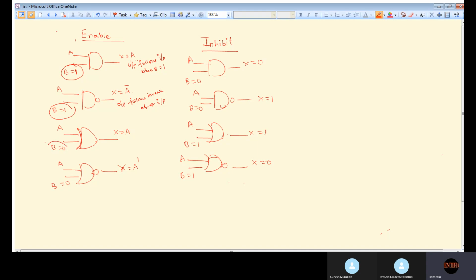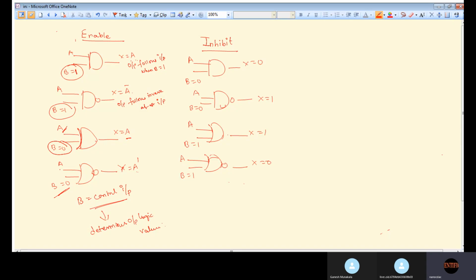Next one, when B is equal to 0, the output follows the input. And here when B is equal to 0, the output is the complement of A. So in enable circuits, input B of each gate is the control input. This control input determines the output logic value.